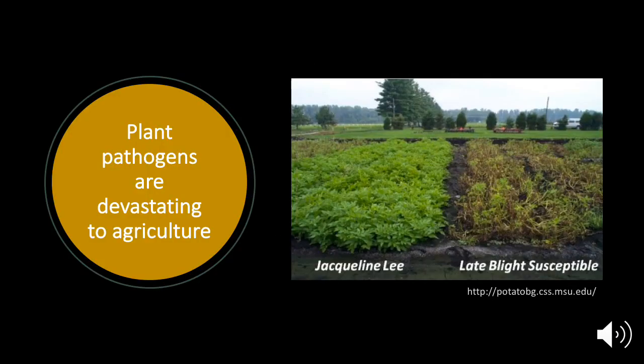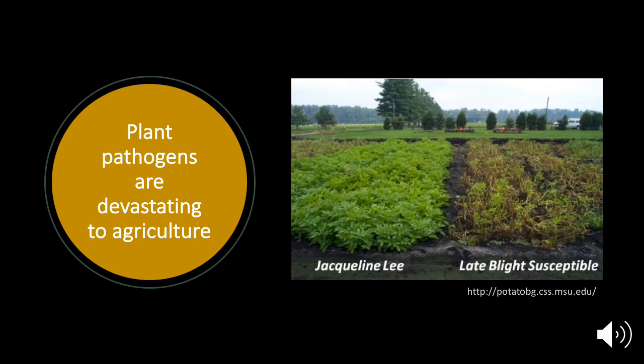So as you guys probably know, every major crop is threatened by pathogens. Billions of dollars are lost every year to pests, and tons of pesticides are sprayed. I am from Idaho originally, which is similar to Holland in that we love potatoes. So here I have some pictures of potatoes. This shows a variety that's susceptible to late blight and one that's resistant to late blight. And as you can see, late blight has the ability to decimate fields.